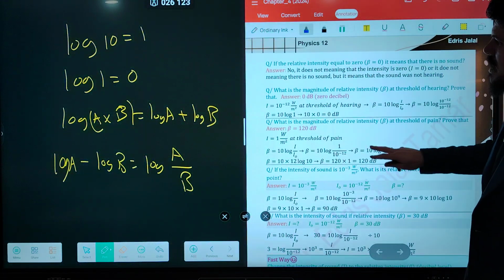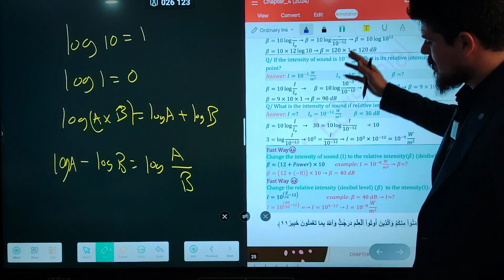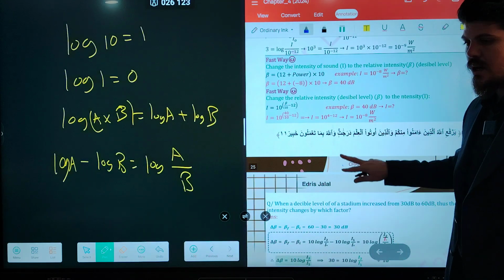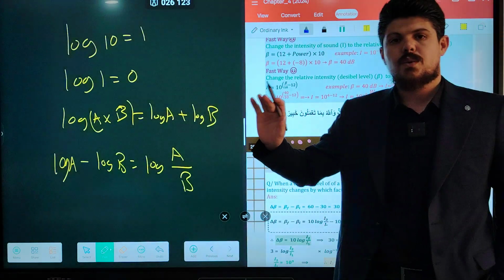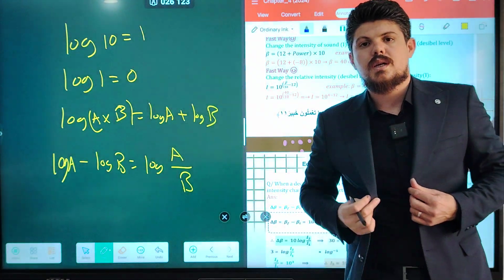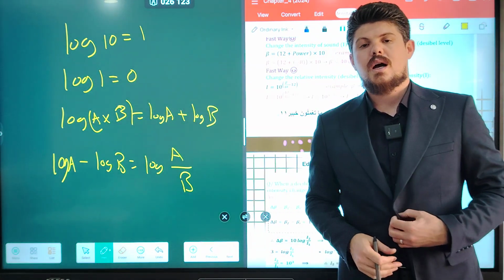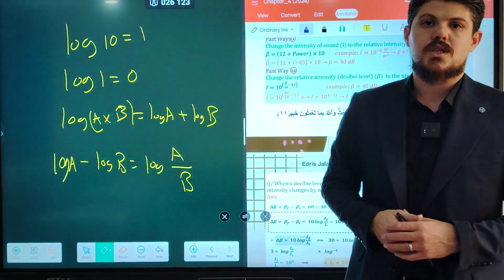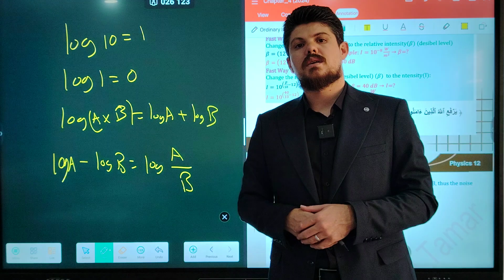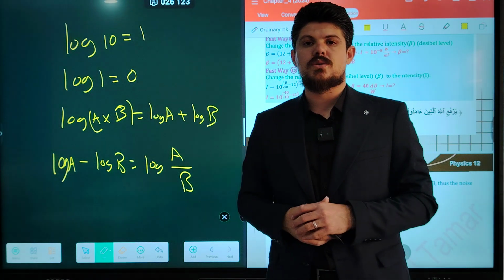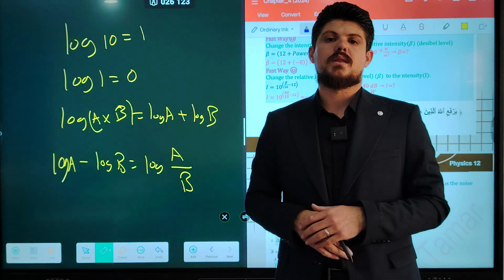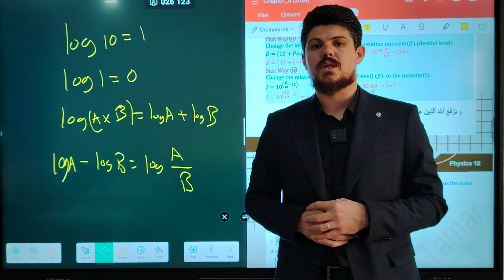Guys, inshallah, in the next lesson, we are going to solve these questions, and inshallah, we will explain section 3 in chapter 4. After that, inshallah, we will explain chapter 5, chapter 6, 7, 8, and 9. As I promised you, I'm going to explain the whole physics book for grade 12 students.